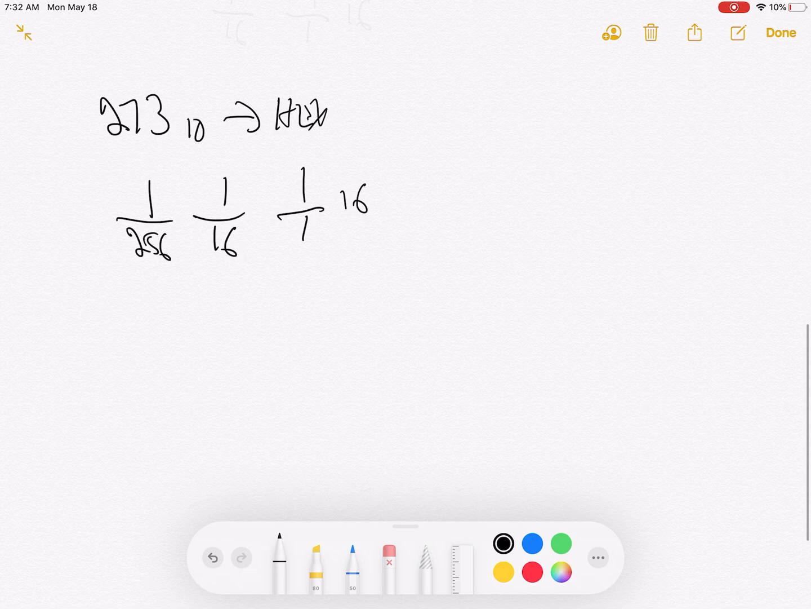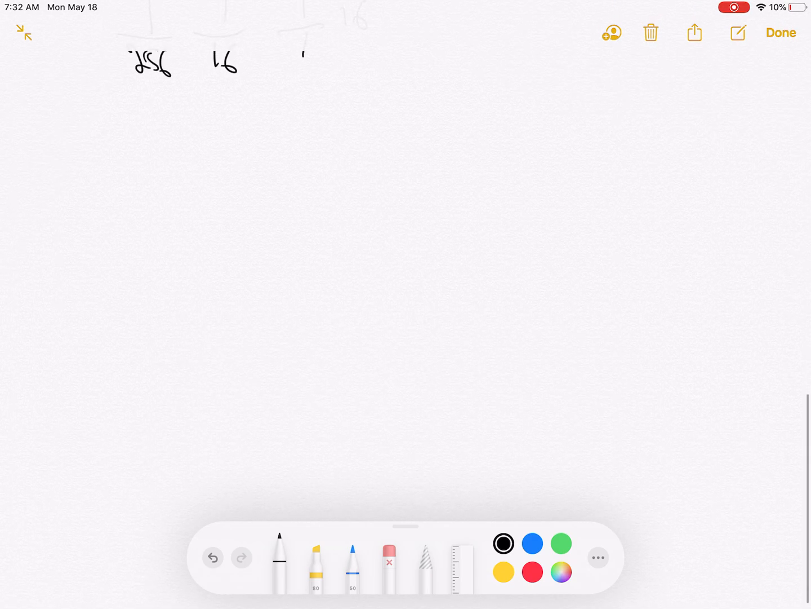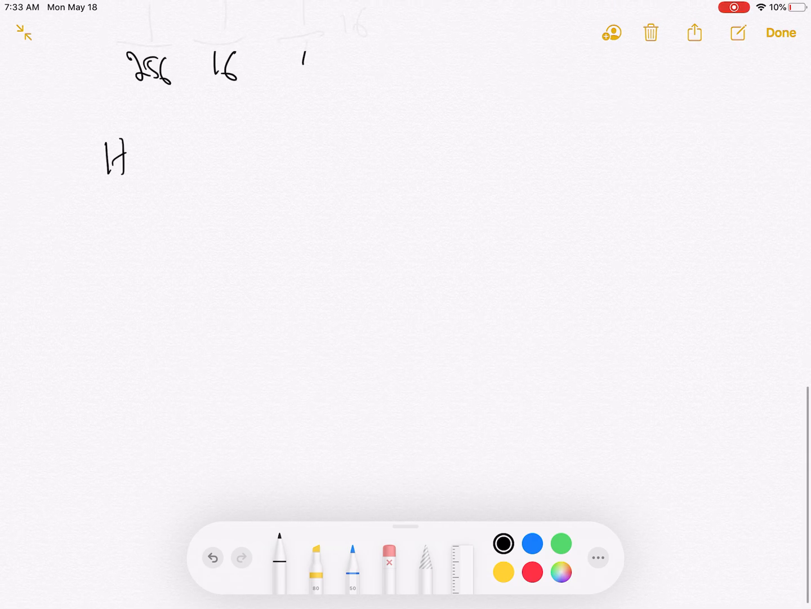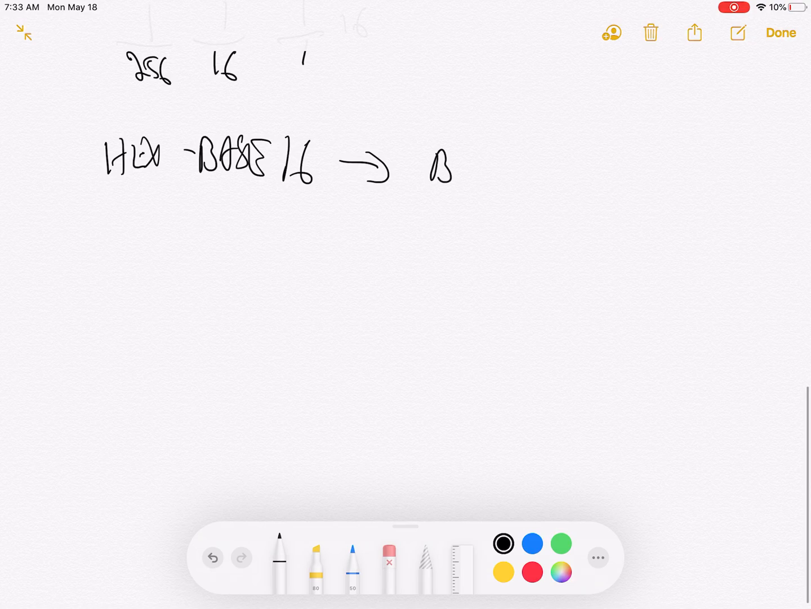Now let's go the other way. Let's go from hex, or base 16, to decimal, to base 10. Okay, so here is a hex value. Let's say 1F, and I want to go to base 10.